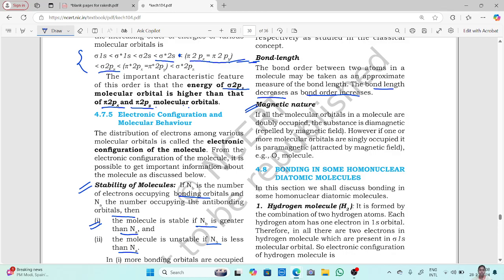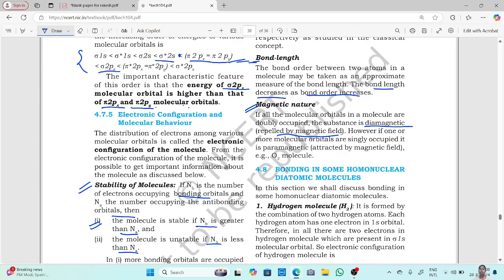Next is the magnetic nature. If all molecular orbitals in a molecule are doubly occupied, the substance is diamagnetic, repelled by magnetic field. Doubly occupied means completely filled. If they are completely filled, they are said to be diamagnetic. Diamagnetic means they are repelled by the magnetic field.